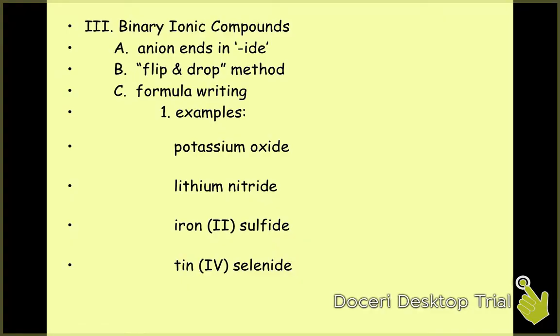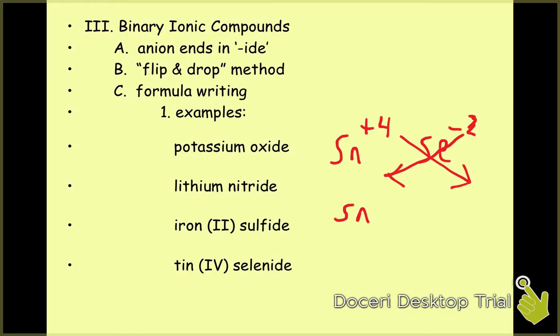And then the last example here is tin, which is Sn+4. The Roman numeral tells me the charge. Selenide, Se is -2. And then we are going to crisscross and get Sn, I'll put the 2 here, Se4, just so I can show you that those reduce to Sn, Se2. Tin 4 selenide.